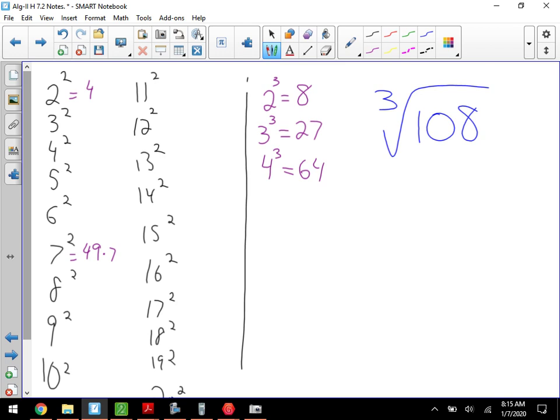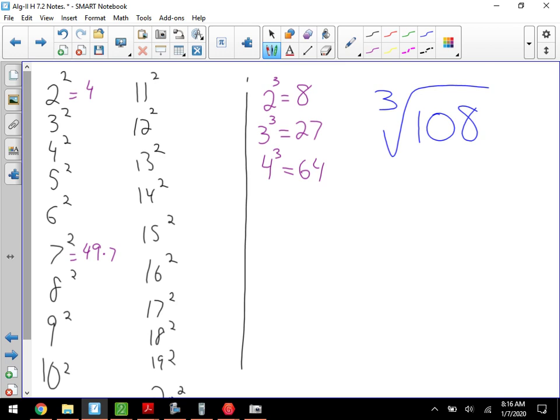Which means 7 to the 6th is going to end in a 9. 7 to the 7th is going to end in a 3. 7 to the 8th is going to end in a 1. And then it rotates itself through. That's why if you know your first couple, you can generate the rest of them by figuring out what the last digit's going to be. And that'll help you to simplify higher degree roots.